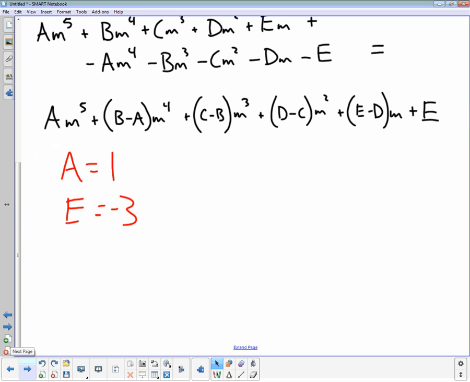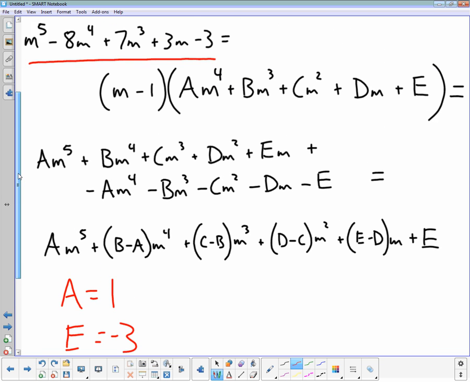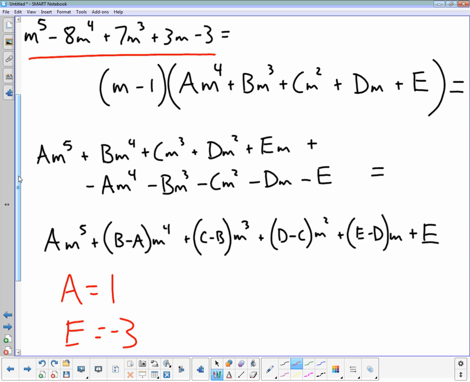And we can create other equations as well. From the second coefficient, b minus a is equal to negative 8. But we already know what a is. We can plug a back in, get b. Then we can plug b into the next one and get c, and go down the road.